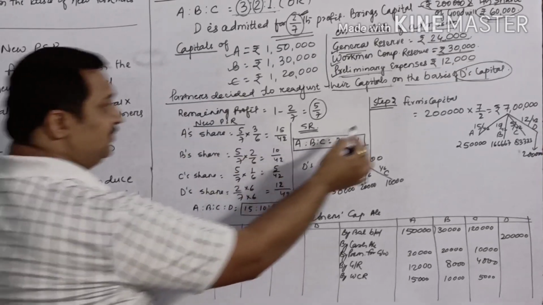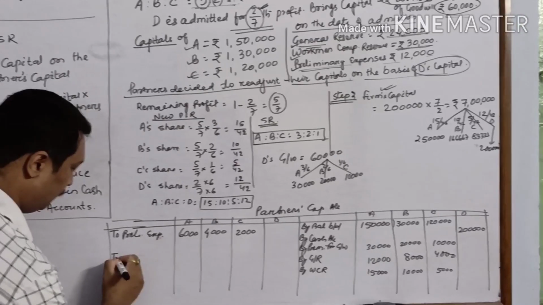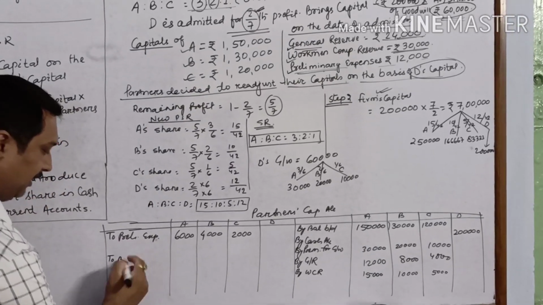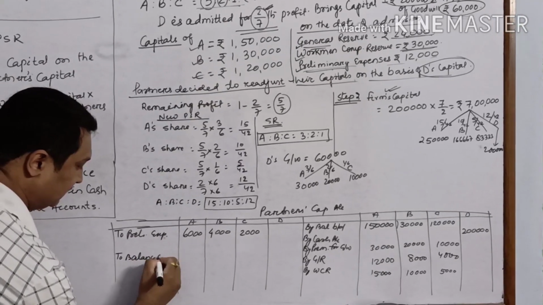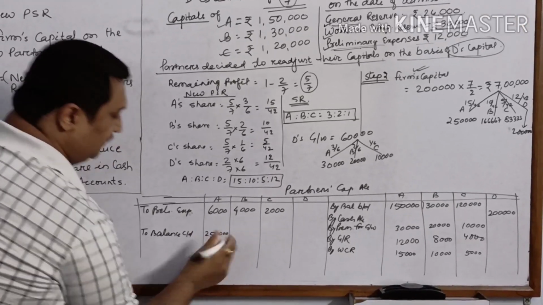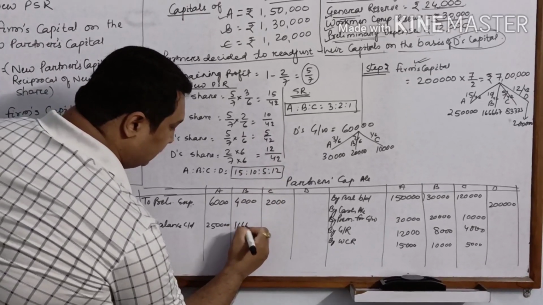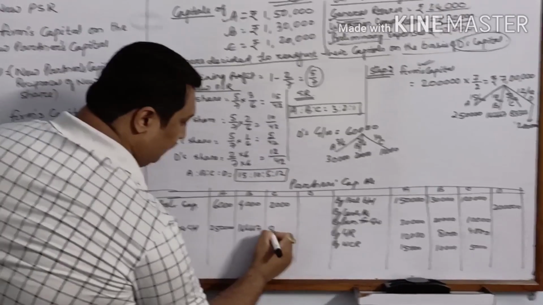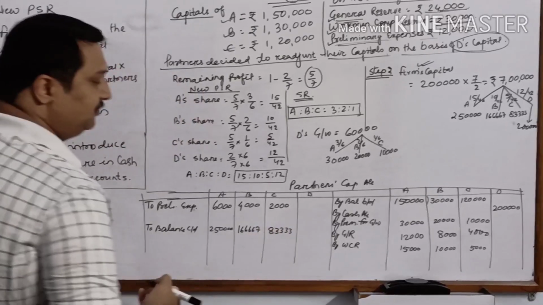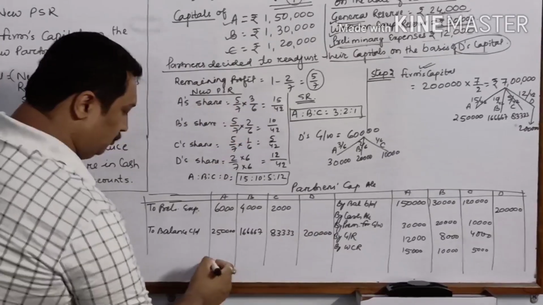Now we have adjusted, and the new firm's capital we have calculated. So what we are going to do is we will leave a line and then we will write to balance carried down. A's capital 2,50,000. This is the new capital of A. B will be 1,66,667. C's 83,333 and D obviously the new capital is 2 lakhs.